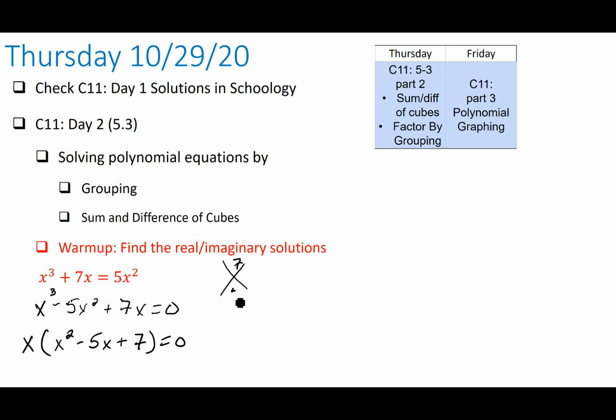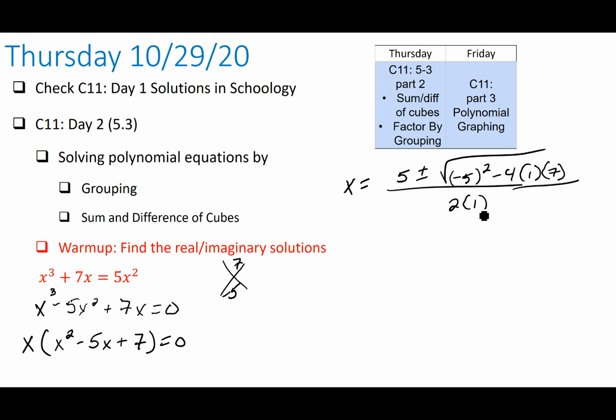So two numbers multiply to get 7 that add up to be a negative 5. Is that possible? Nope. So if it's not possible to factor, we're going to look at quadratic formula. So x equals negative b, so it'd be a positive 5, plus or minus square root of negative 5 squared minus 4 times my a, which is 1, times my c, which is 7, all divided by 2 times 1. So this would be 5 plus or minus, we have 25 minus 28, so this would be a negative 3 under here, all divided by 2.